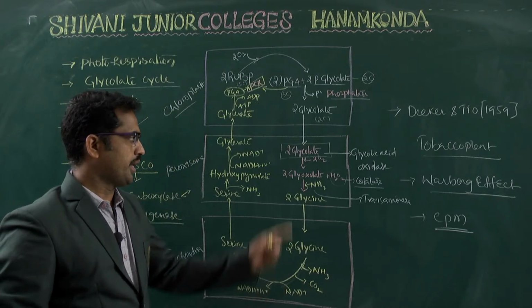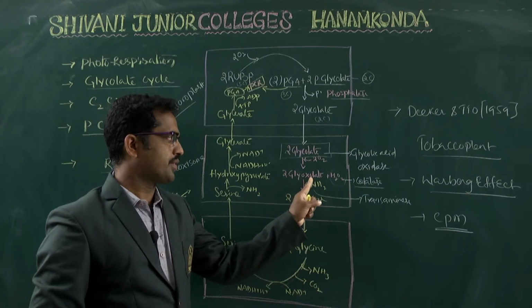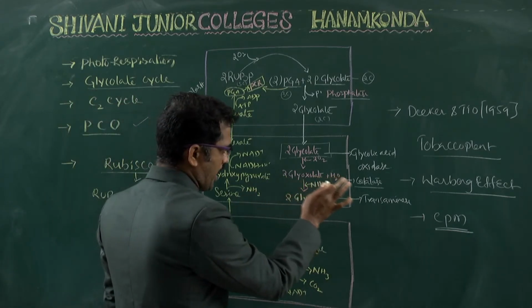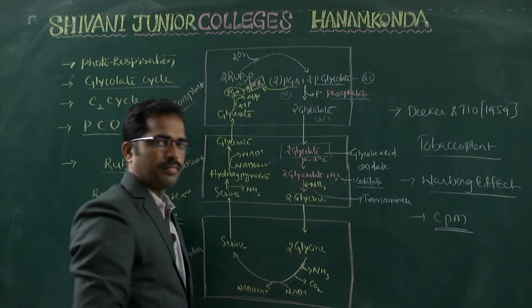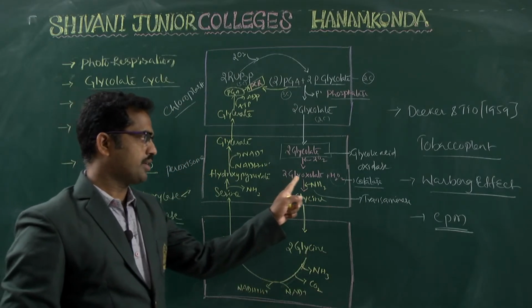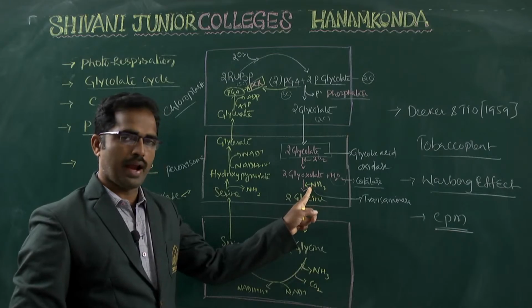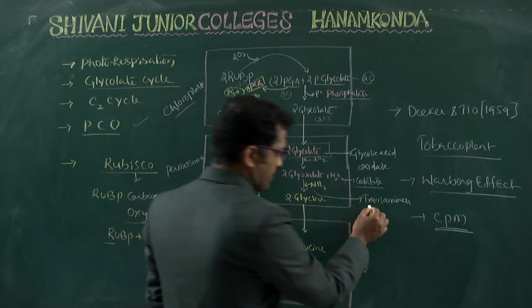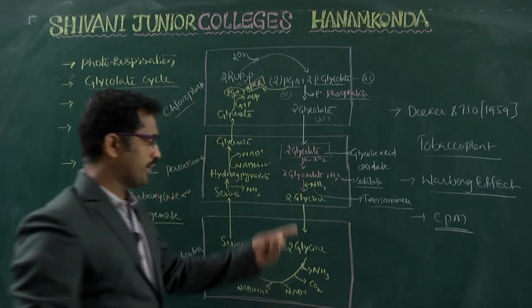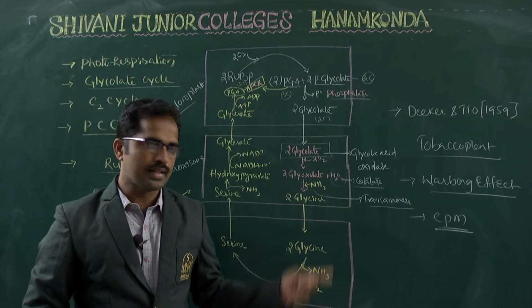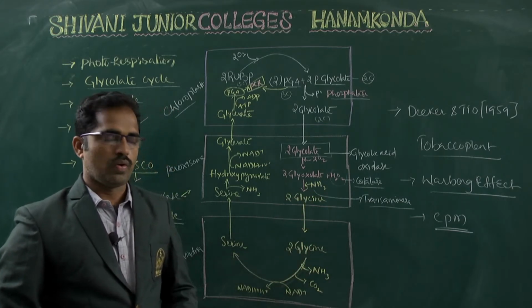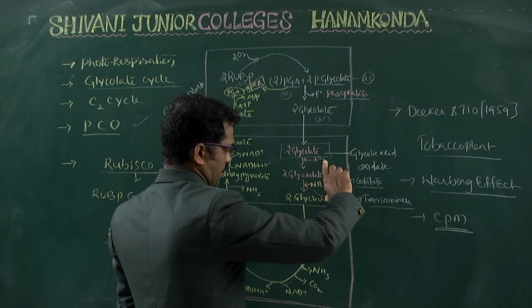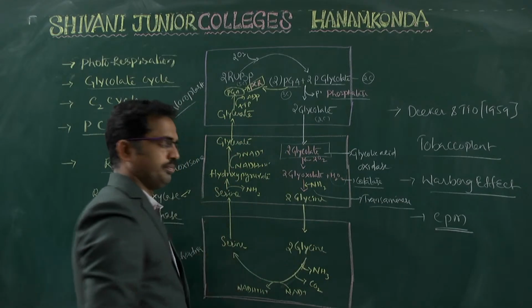Then these two molecules of glyoxylate undergo a transamination reaction, where an amino group is added, in the presence of the transaminase enzyme. Then we will get the two molecules of glycine. It is a simple amino acid. These two steps occur in the peroxisome.